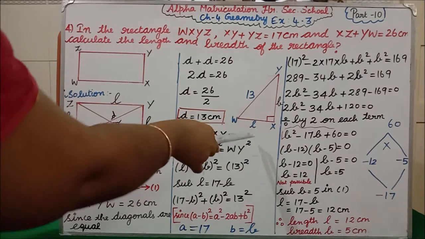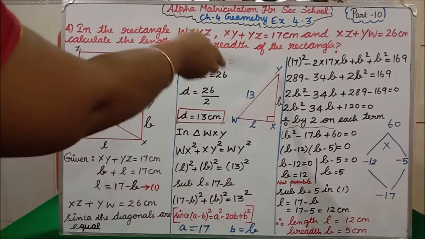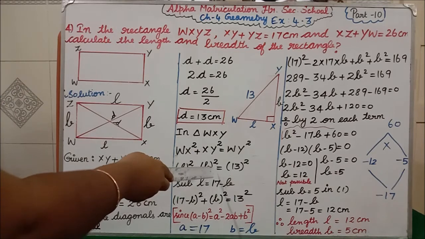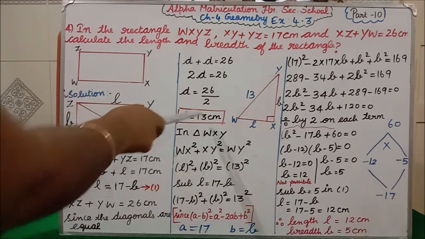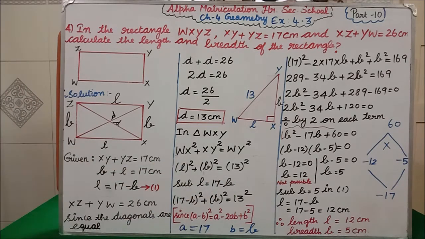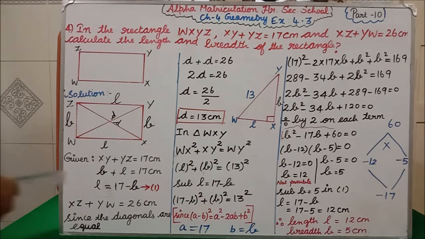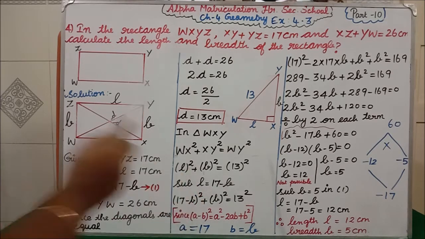Now WX is what? WX we have given as length L. So L square plus XY is what? XY, this side, is what in the rectangle? Breadth. So I have written B square equal to WY, the diagonal we have found now, 13 square. The next step, we now have L square plus B square equal to 13 square. But we have found the L value before. What is that L value? 17 minus B. So I am substituting L equal to 17 minus B.